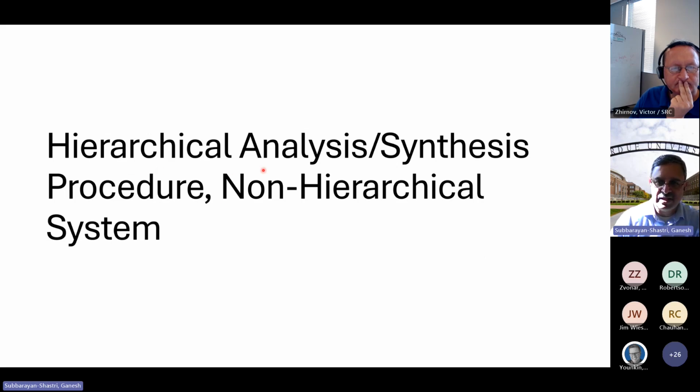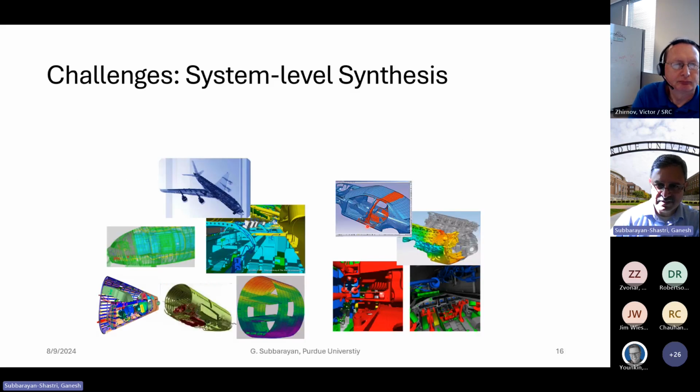Next, I'll give an example where you have a hierarchical analysis or synthesis procedure. The procedure is hierarchical, but the system is non-hierarchical. So let me give an example of this. If I take system level synthesis of complex systems like system of systems, as people like to call them, aircraft or automotive, these systems are complex.